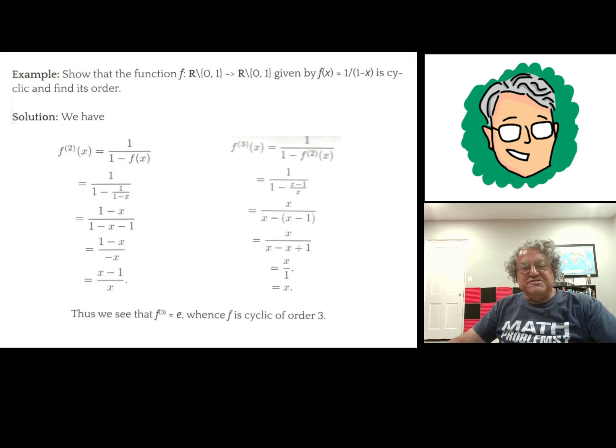So that's basically what cyclic functions are. They can have arbitrarily large order. I haven't seen any cyclic functions with order, I think, bigger than 5 or 6, so they're pretty rare. But that's what they are. Anyway, that completes my video for today on cyclic functions.